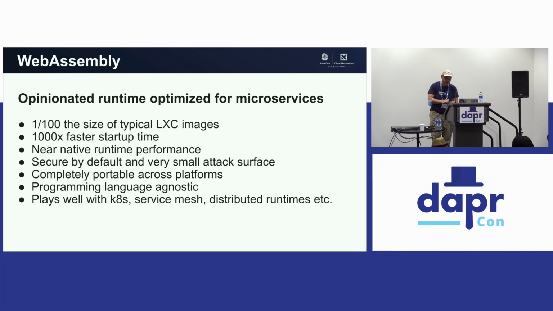It has near native performance, because there's a technique where we can not just do JIT, but do AOT, pre-compiling WebAssembly bytecode into native code and running it there. And then it's secure by default, because it doesn't have the operating system and all the features in the operating system, and it's completely portable. And the last thing is important: it plays well with Kubernetes, service mesh and distributed runtime, etc. So that's what we want to focus on in this talk.